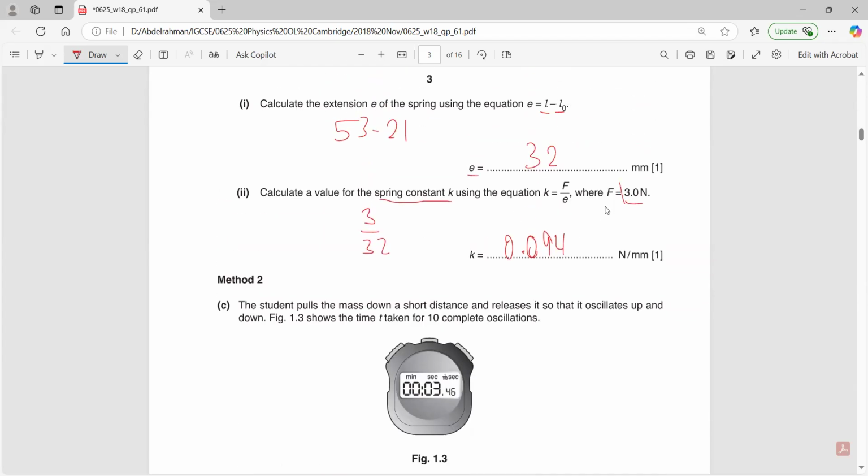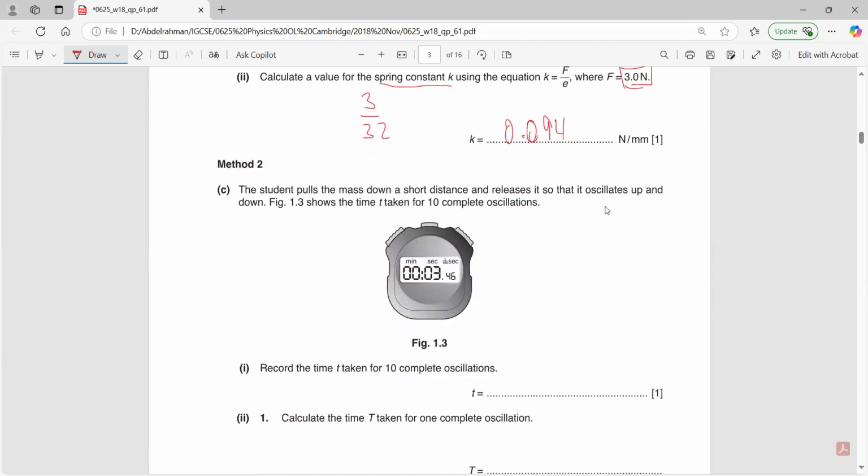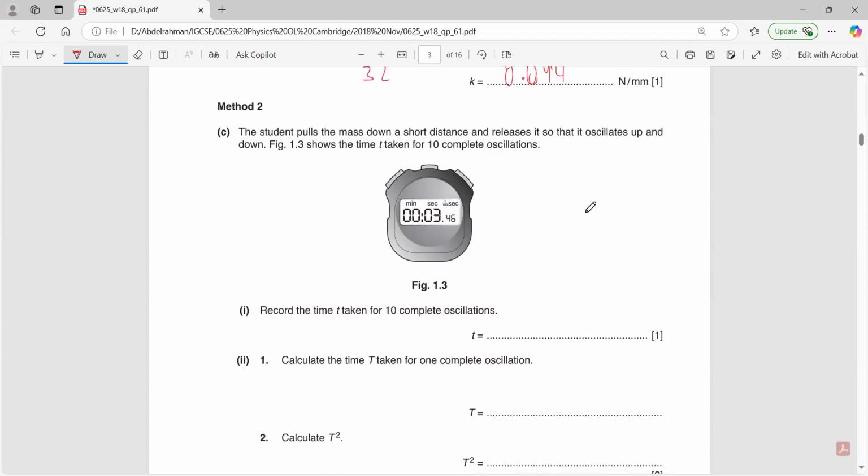The 3 was given. Can I read the stopwatch? Yes, you can read the stopwatch. The timing on the stopwatch is 3.46 seconds. Is it that easy? Yes, it's that easy. This is the time taken on the stopwatch.